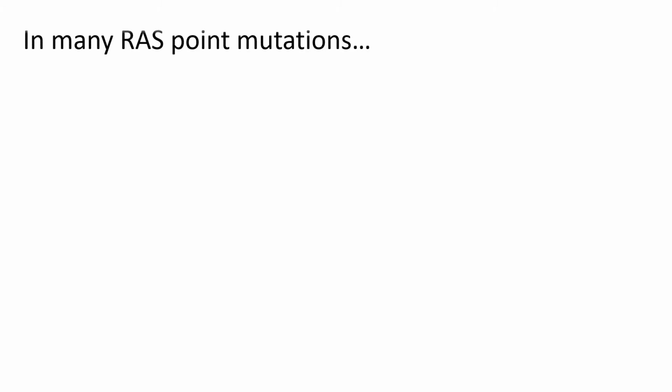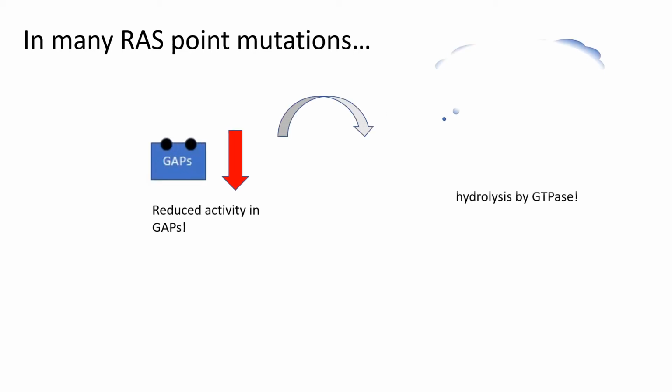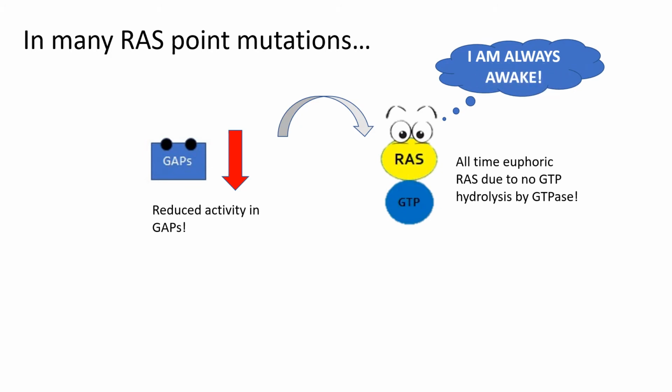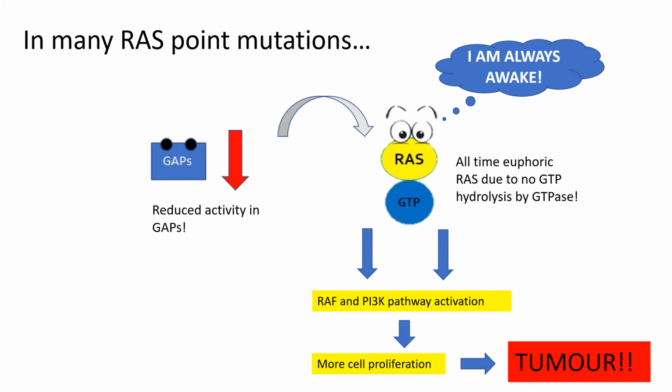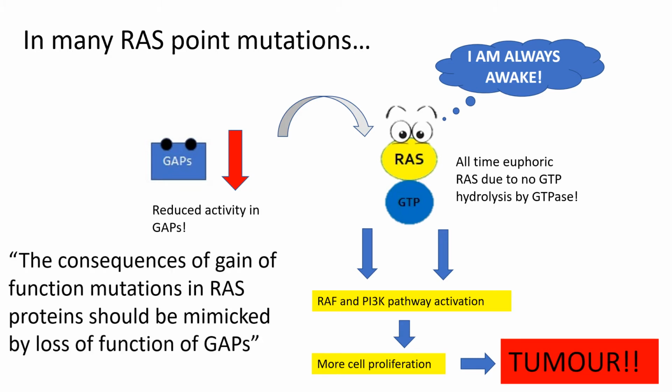What happens in several distinct RAS point mutations is that this GAP activity is reduced. So this leads to trapping of the RAS protein in an activated state. This all-time euphoric RAS, due to no GTP hydrolysis by GTPase, keeps activating the pathways, which leads to more cell proliferation and finally leads to tumor. So it can be said that the consequences of gain of function mutations in RAS proteins should be mimicked by the loss of function of GAPs.